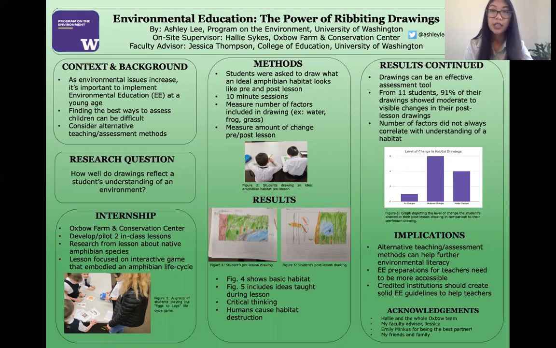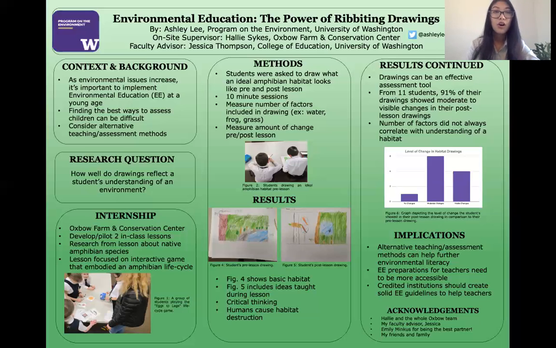And to test this question, I asked the 11 students to draw what they thought an ideal habitat for an amphibian would look like pre and post lesson. Each time, these students were given 10 minutes. To gather data, I measured the number of factors included in a drawing. For example, if I saw water, a frog, and grass, I would count that as 3 factors. I also measured the amount of change between the pre and post drawings.